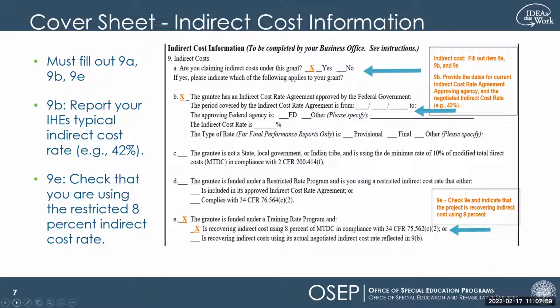For 9B, fill out your institution's current typical indirect cost rate, such as 42%. And the approval period for that rate. The reason you are providing the institution's typical indirect cost rate is to document it is larger than the restricted indirect cost rate that needs to be applied to your 325 training project. You should also fill out item 9E, which indicates that the restricted indirect cost rate is being applied for the project.